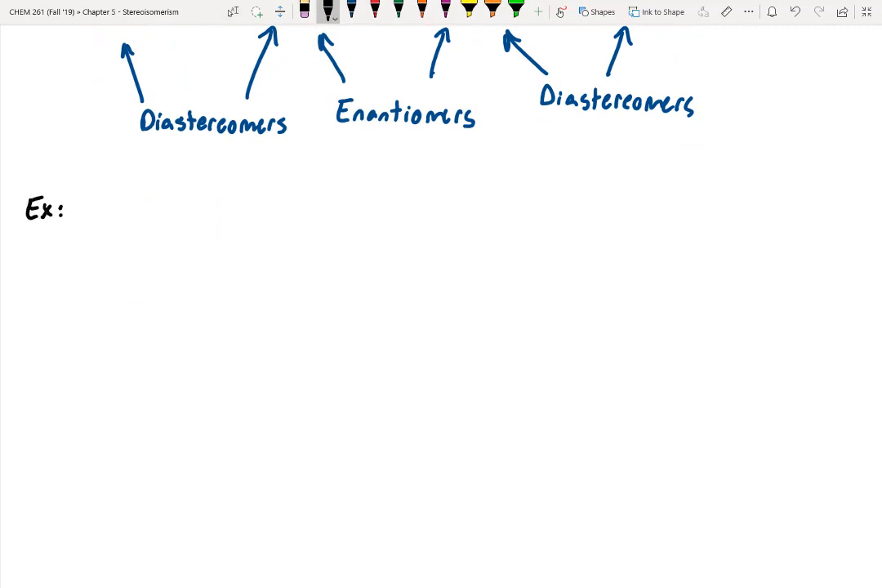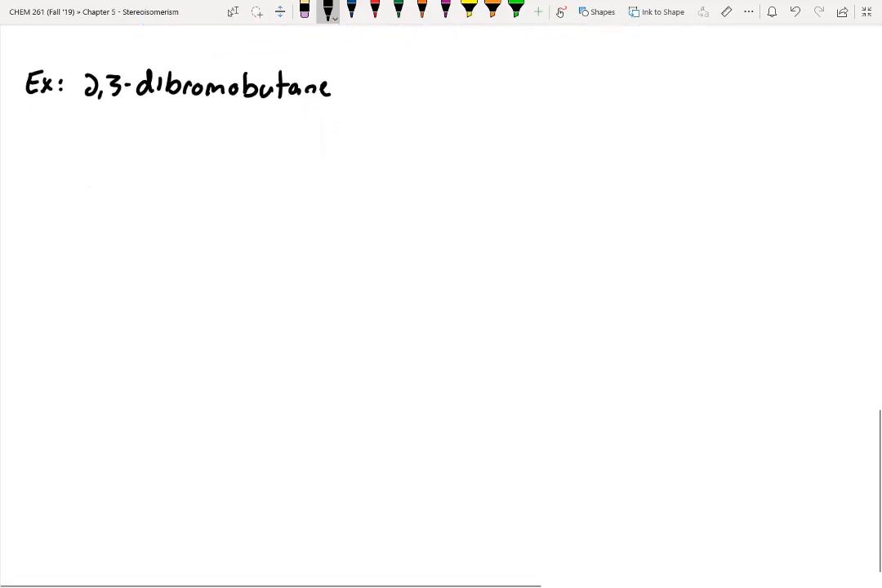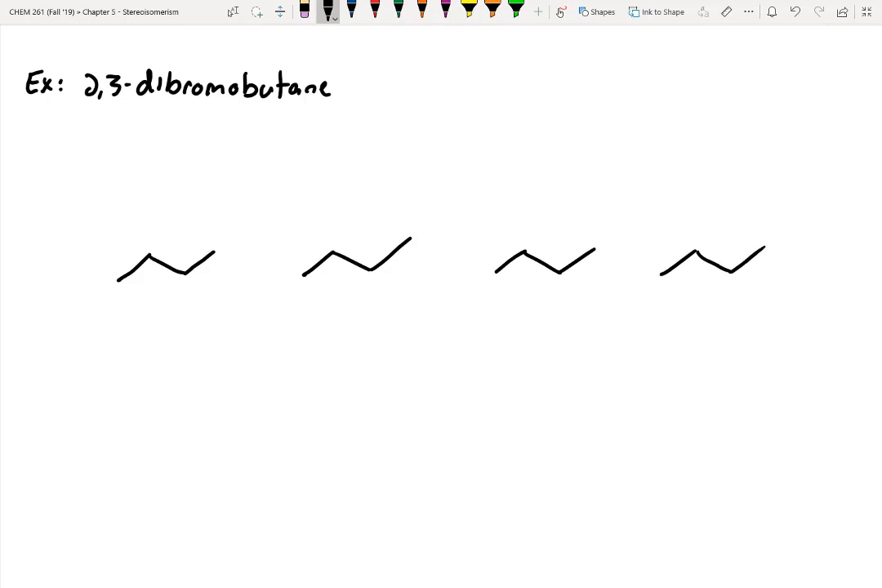All right. Next one. 2,3-dibromobutane. Let's try to do this one as a class, kind of like we did the last one. So I'm going to do my zigzags for my butane backbone. And I like to keep them nice and consistent. That way we're only changing one thing at a time. And our bromines must be coming off of carbon 2 and carbon 3.